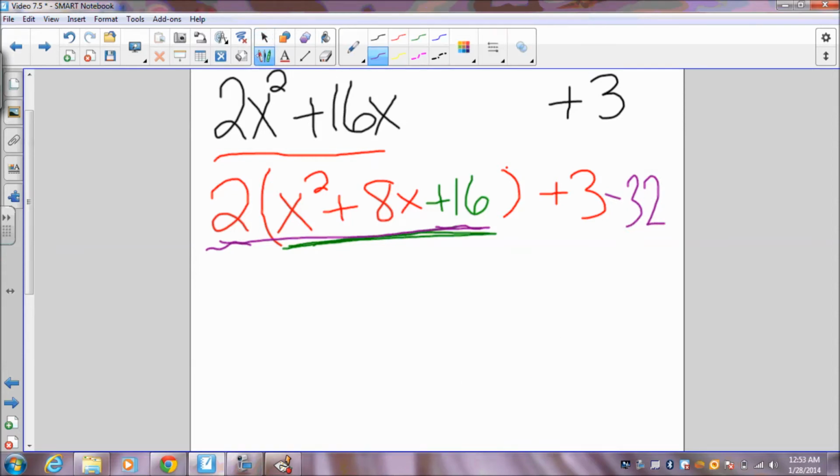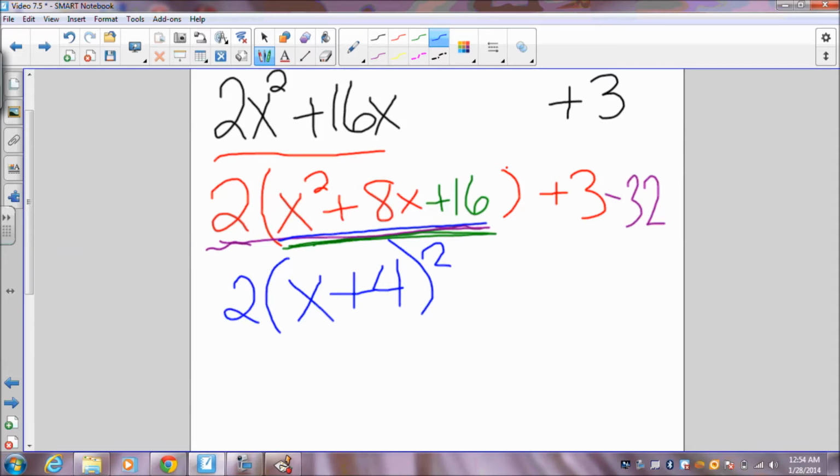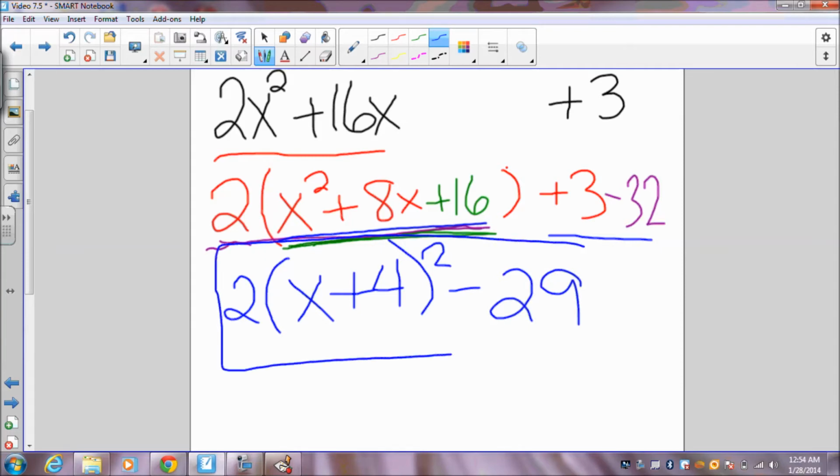All right, now that I've done that, I can take what's inside of my parentheses and factor it as a perfect square. So this ends up becoming x plus 4 quantity squared. Copy the 2 down in front, and then just combine your like terms right here. You get minus 29, and that's how you complete the square when the leading coefficient is not 1.